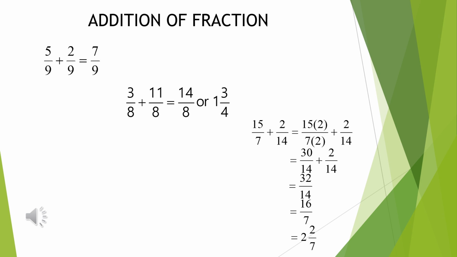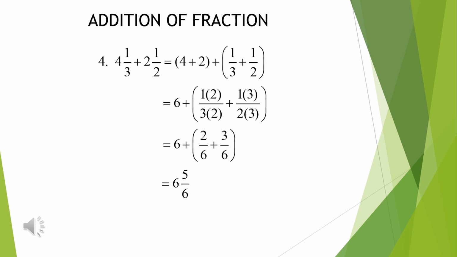This can be reduced to lowest term by dividing both the numerator and denominator by 2. 32 divided by 2 is 16. 14 divided by 2 is 7. So the answer is 16/7. Since it is an improper fraction, we need to change the given improper fraction to a mixed number. This can be written as 2 and 2/7.